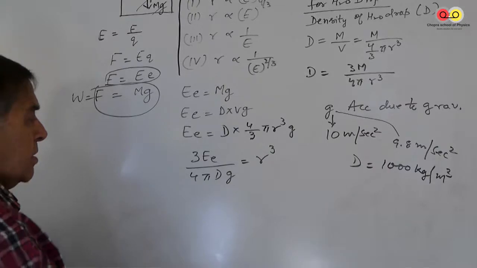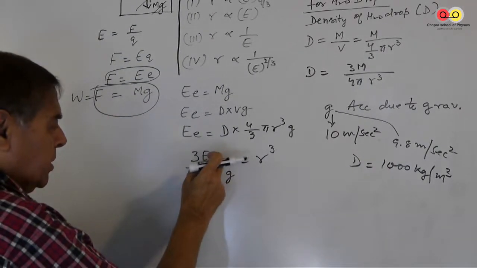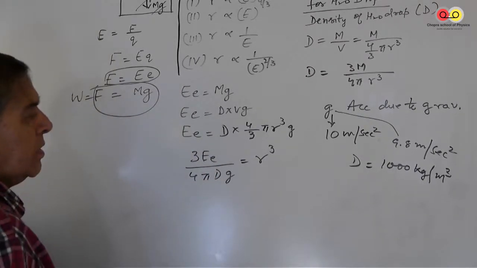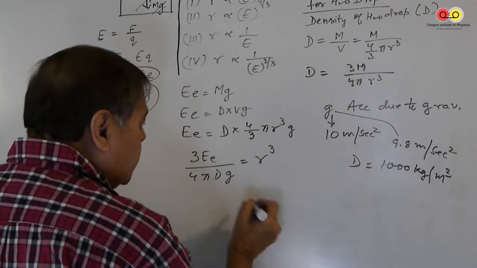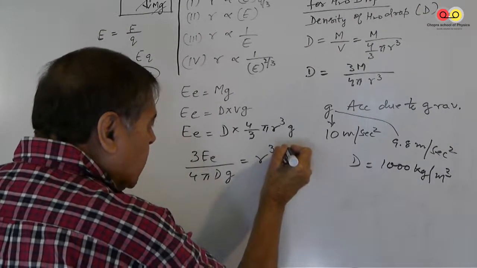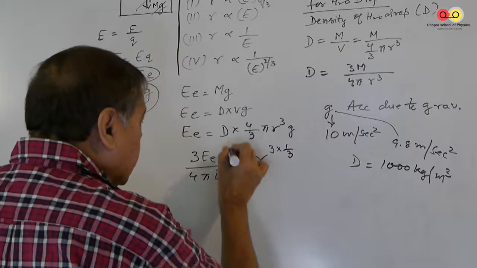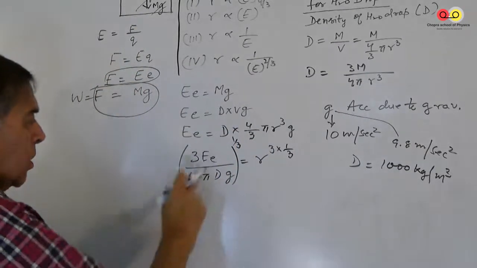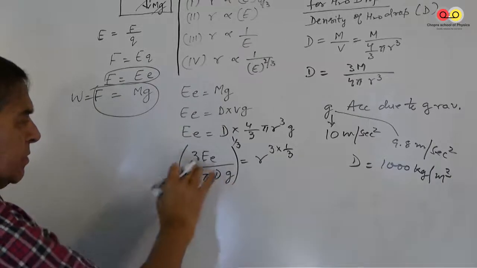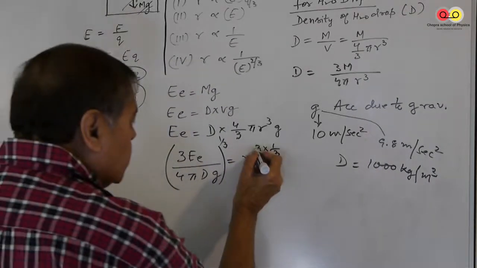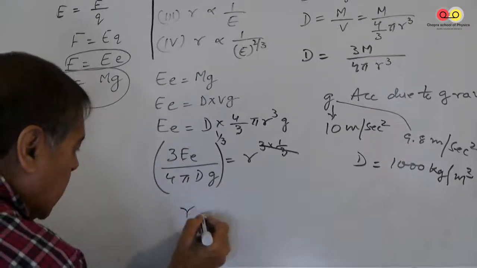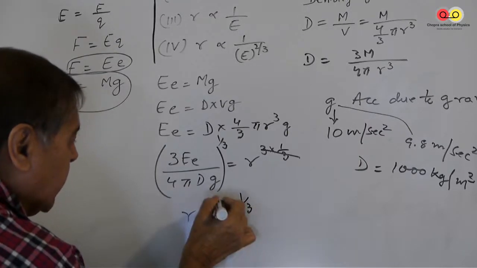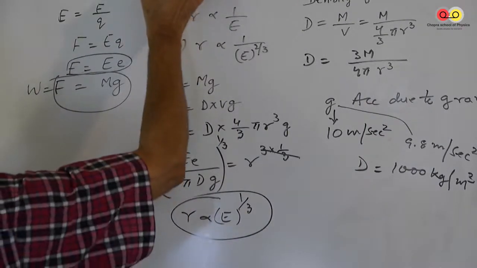How many constants are there? 3/4, e, pi, d, g are constants. The only variable is E. So if we multiply the exponent by 1/3 on the left, here also we will multiply by 1/3. All other numbers other than E are constant, and we do not have to consider them. So the cube and the 1/3 cancel, and R will be proportional to E to the power 1/3. And this is the right option.